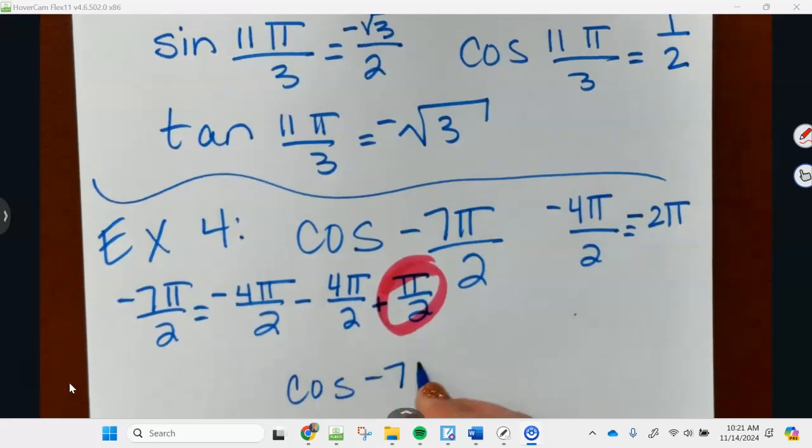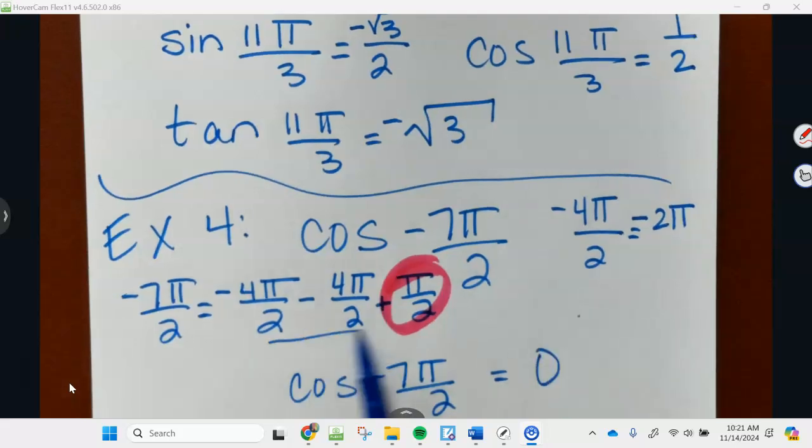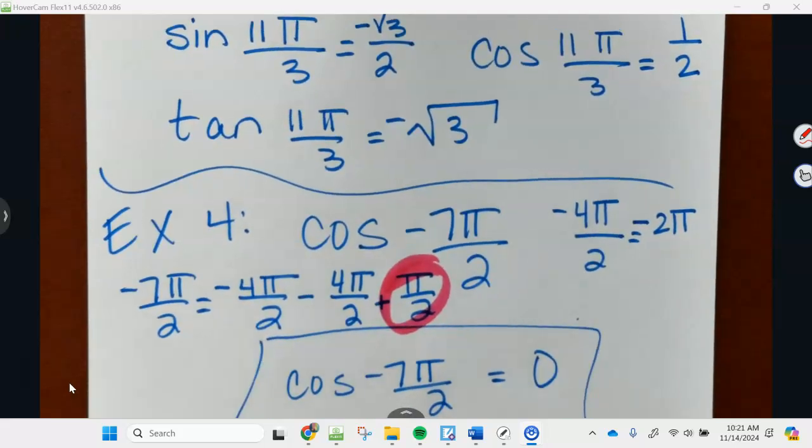Cosine of negative 7 pi over 2. What is that, y'all? That's top of the circle again. What's the cosine value this time? Top of the circle, x value is 0. Remember, cosine is the x, sine is the y.